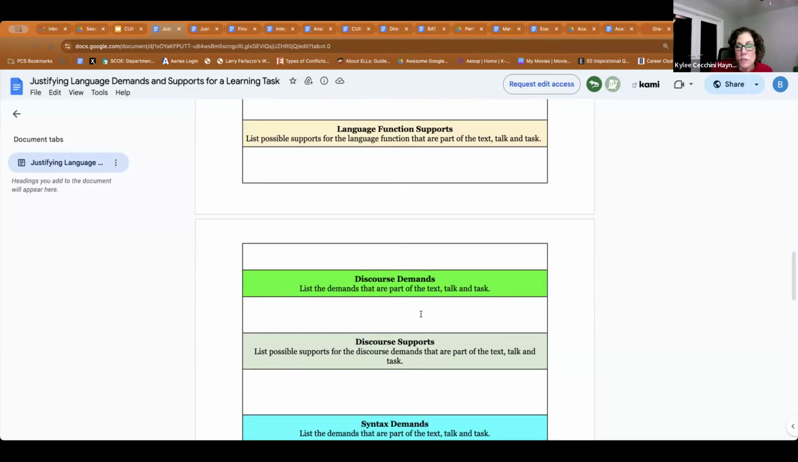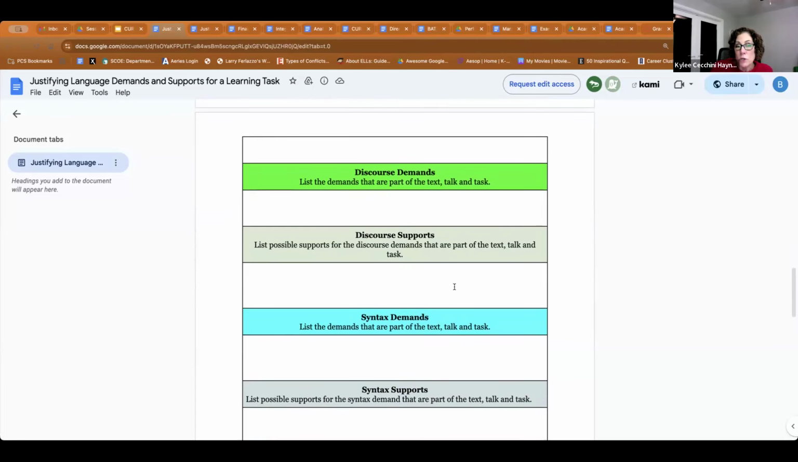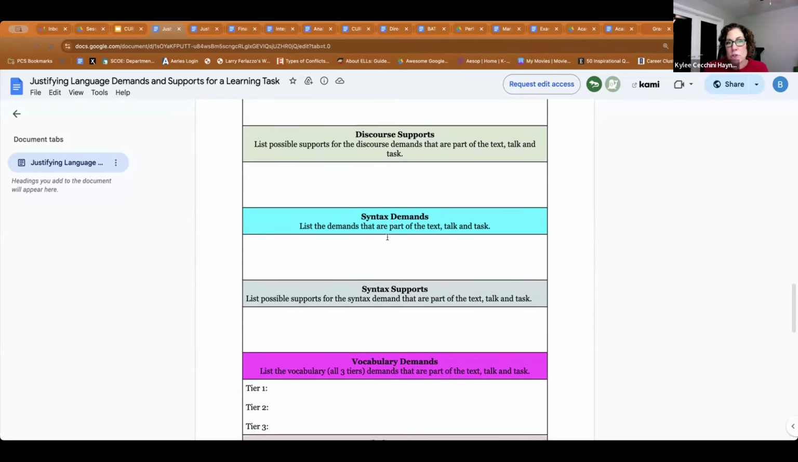Discourse demands. So this is going to be like writing the lab report. What are they going to need? What are the demands of that? And what are the supports you're going to give to help with that lab report? Okay. And you don't need to do syntax because you're doing discourse.